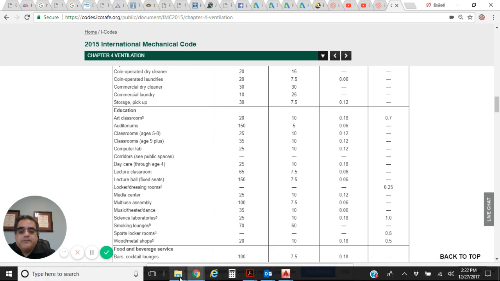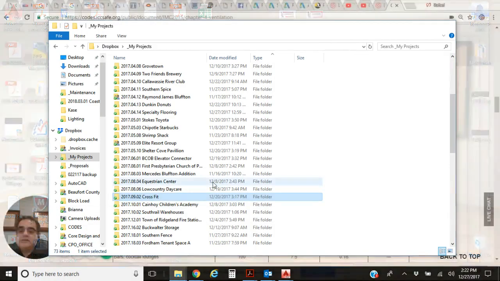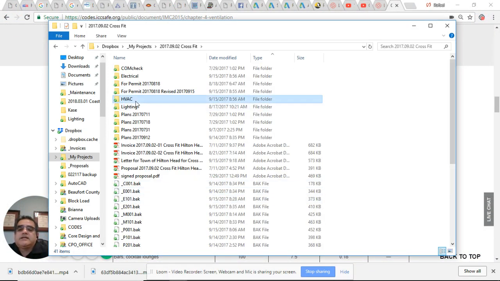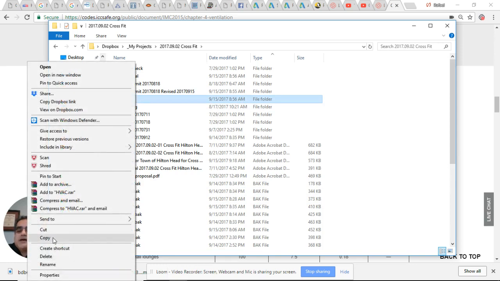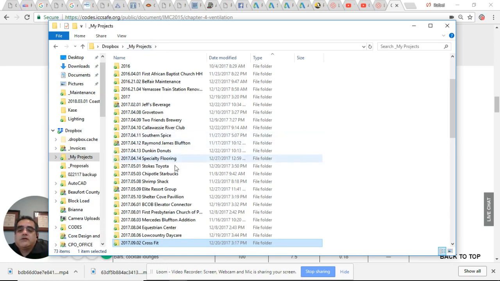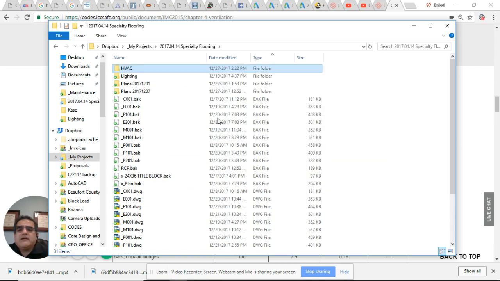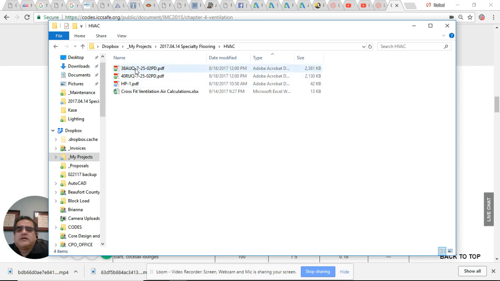The first thing we do, though, is we find a similar project. I'm gonna just randomly here pick CrossFit. It's a similar project. I take the HVAC folder out of here, I copy it, and we're working on a project called specialty flooring. And I find it here, then I paste that folder here. Now, when I copy that folder, it's gonna bring some extra stuff. What I'm interested in is the Excel spreadsheet. The other stuff I'm going to delete.